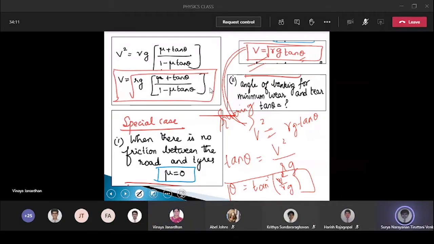Ma'am, can you repeat why did you square V? No, I want to get an expression for tan theta, so I'll square both the sides. When I'm squaring both the sides, left hand side becomes V squared, right hand side becomes Rg tan theta. Okay, then you can easily get an expression for tan theta.